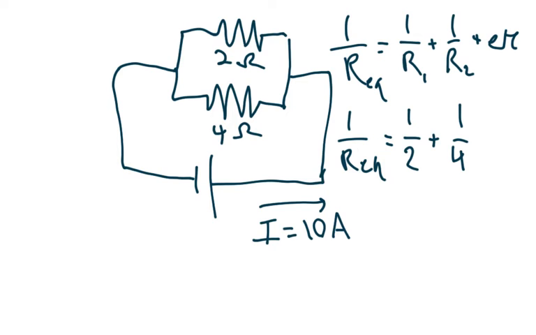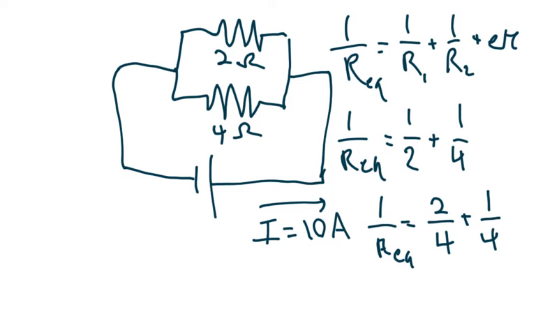So if we have a half and a fourth, hopefully this example is simple enough that we know that we can turn halves into fourths. That's called using a common denominator. So we're going to say that 1 over Req equals 2 fourths, which is the same thing as a half, plus 1 fourth.